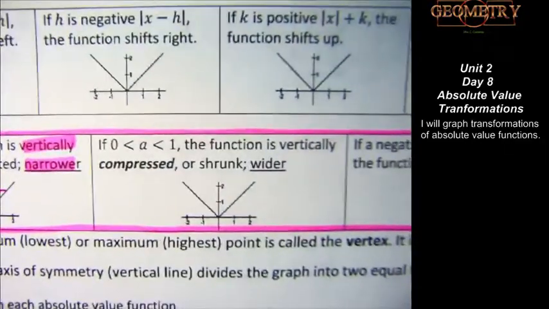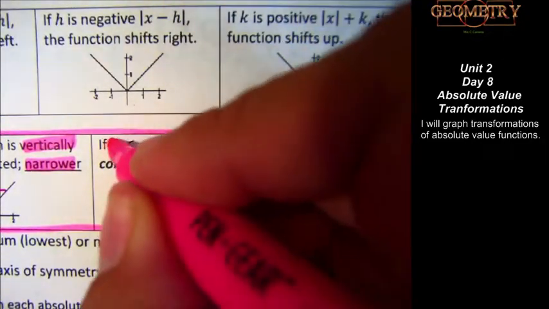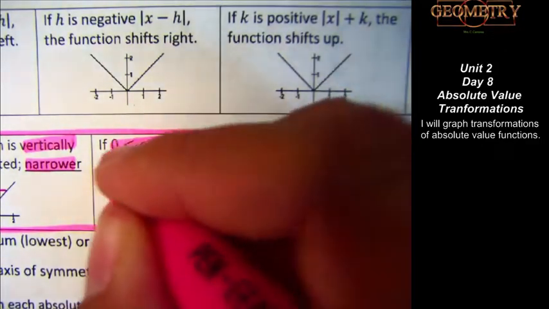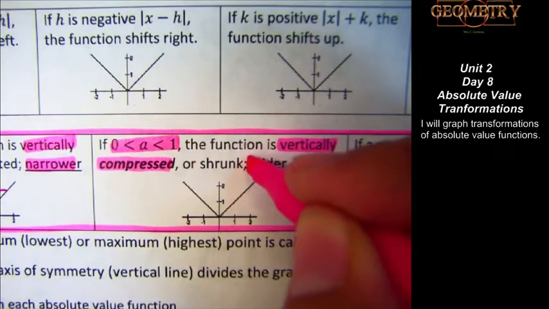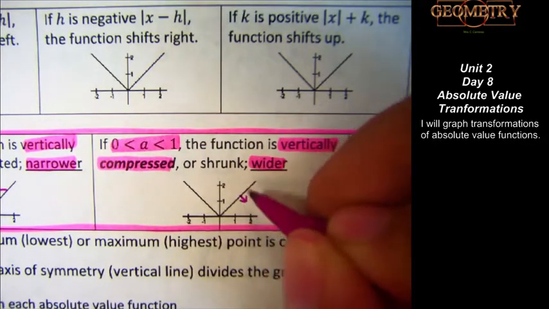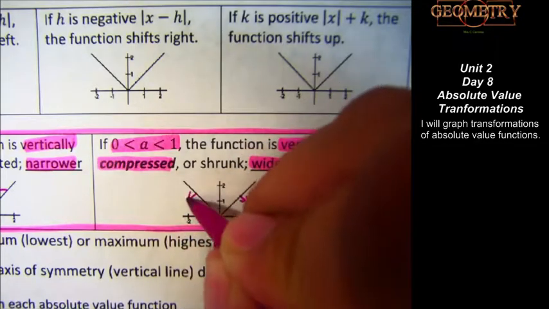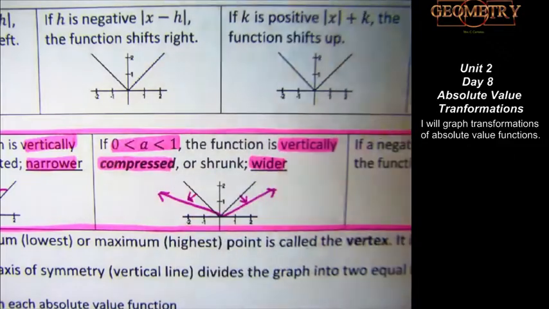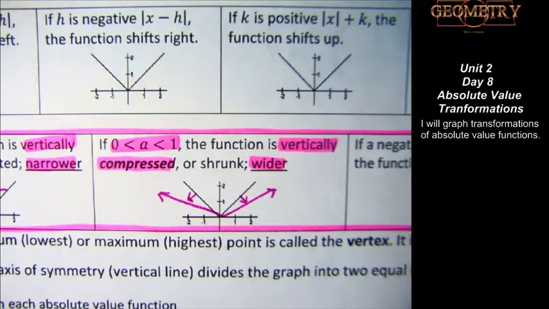If the value of a is some sort of fraction or decimal between 0 and 1, we've undergone some sort of vertical compression, and the graph appears to get wider. And so we're going to have something that looks like me after Turkey Day. It's a little bit fatter.